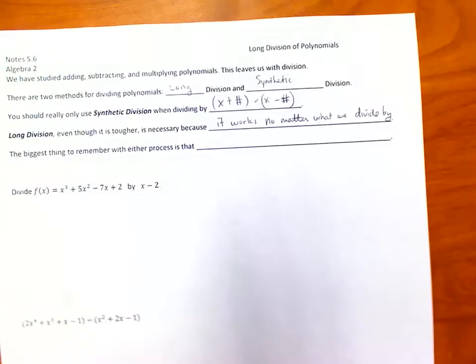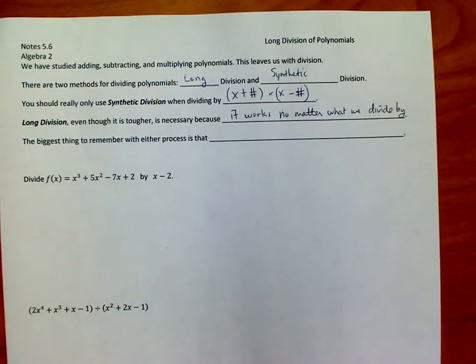So it's a more generic case, in other words. It works no matter what we divide by. It's a little bit tougher, but it's necessary to know. The biggest thing to remember with either process, and this isn't going to make sense until we get to the examples, but go ahead and write it down.